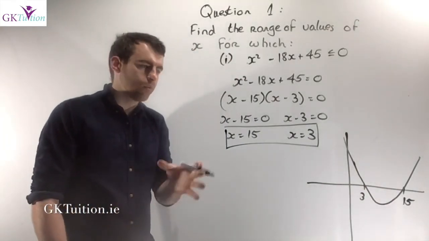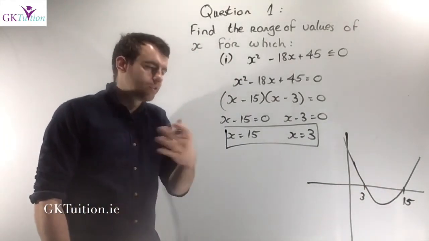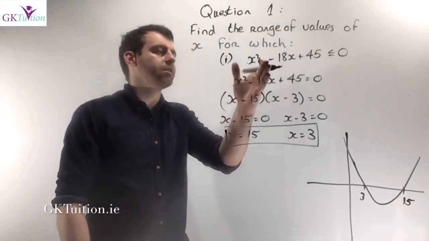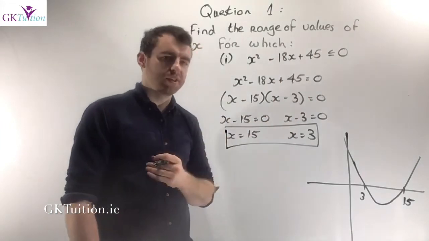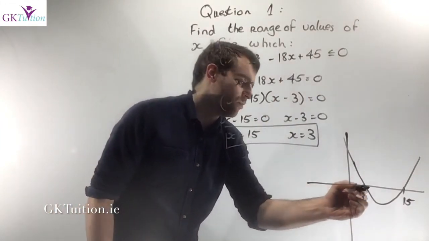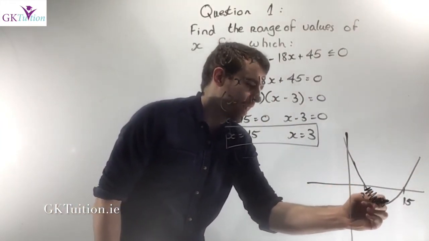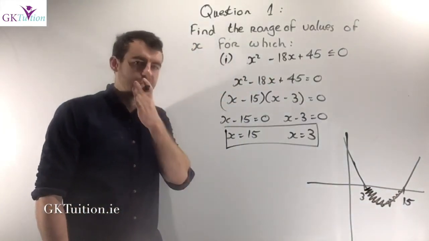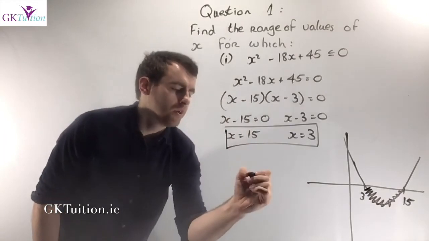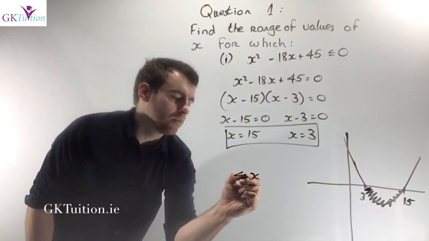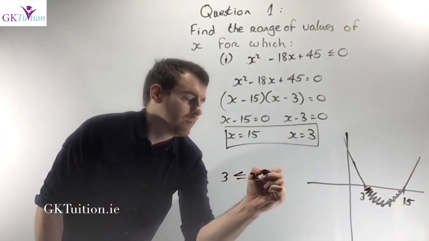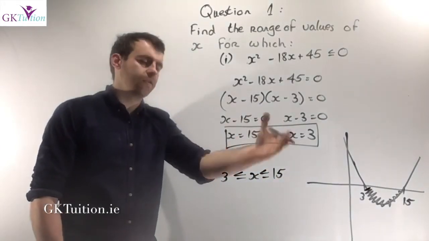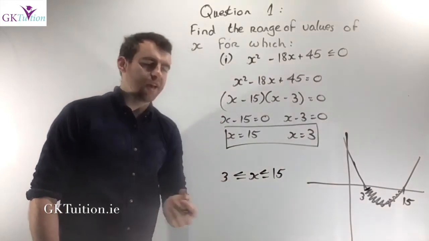Again, there are no marks going for the graph, so I literally just sketch it. It doesn't need to be accurate. I want to now know, when is this quadratic less than or equal to 0? The quadratic is less than or equal to 0 when it's below the x-axis. Clearly, I'm referring to the region where x is between 3 and 15. So my x value, it needs to be greater than or equal to 3. It needs to be less than or equal to 15. If I take an x value between 3 and 15, the quadratic is below the x-axis.